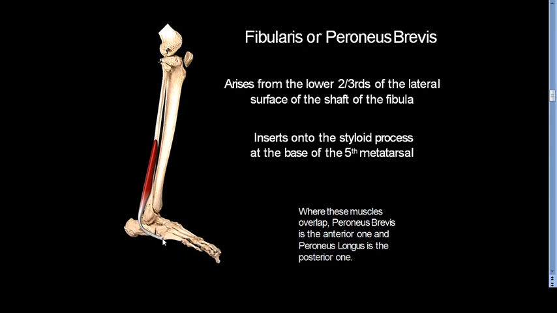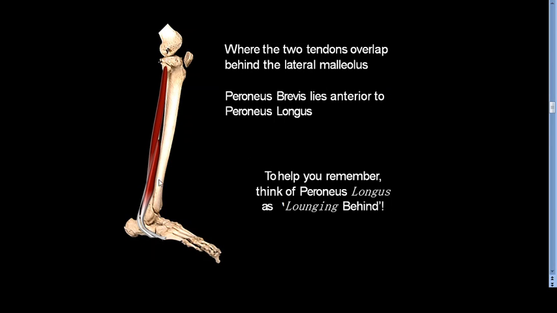So this is the area where these muscles overlap. The brevis is going to come anterior, and the longus is going posterior. You will see this in the later pictures also. Over here you can see the two tendons overlap. This is the peroneus longus and this is the peroneus brevis. They overlap over here, and the brevis comes and lies anteriorly, whereas the longus comes posteriorly. So this is the overlapping.